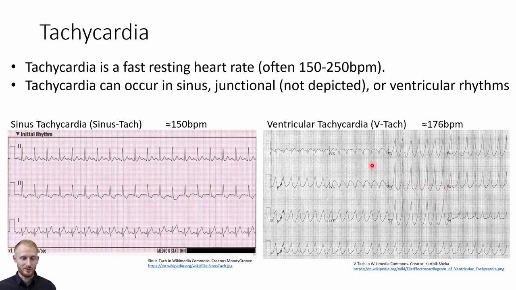You can look up online for examples of junctional tachycardia. I didn't want to show any here just because I didn't have the space. But the sinus tachycardia and the ventricular tachycardia are both going to be unusually fast heart rhythms. So this one is about 150 beats per minute. This one's about 176 beats per minute. So it's unusually fast rhythms that are going to potentially start affecting the ability of blood to get out of the heart and into the body simply because it's too fast for the heart to fill before it contracts. So that's really the big fear with tachycardia.